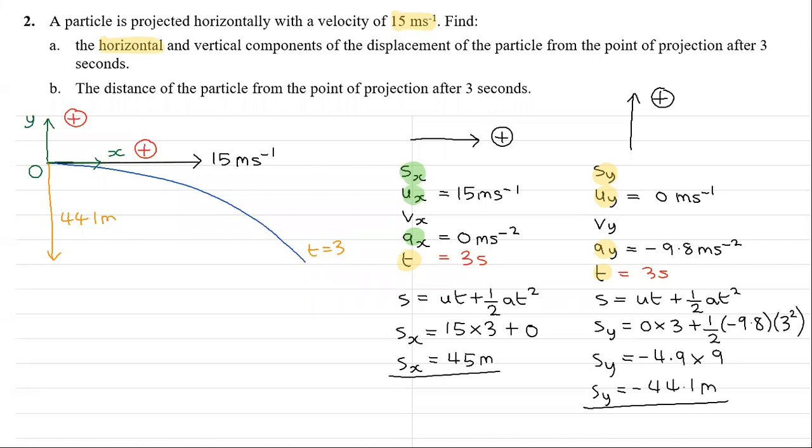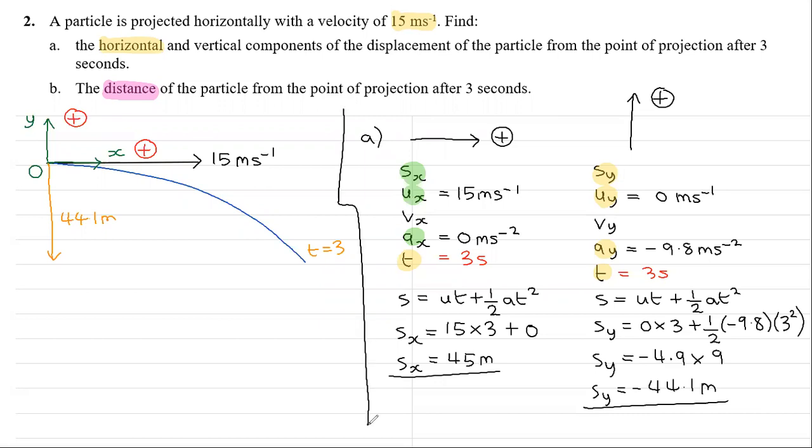Okay. So now what we have to do is to figure out what the distance of the particle is from the point of projection. Now, this is important because we have to make a distinction now between distance and displacement. This word is not a throwaway interchangeable word with displacement. It means something. Okay. So let's investigate this a little bit further. So all that was part A on that side of the screen.